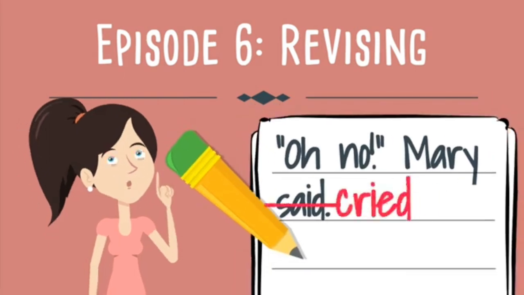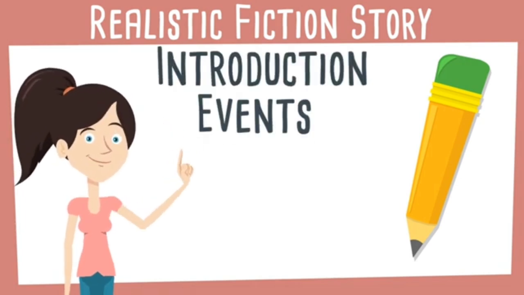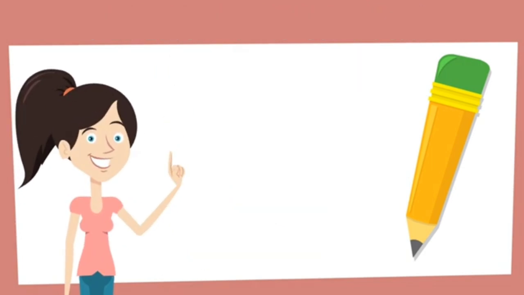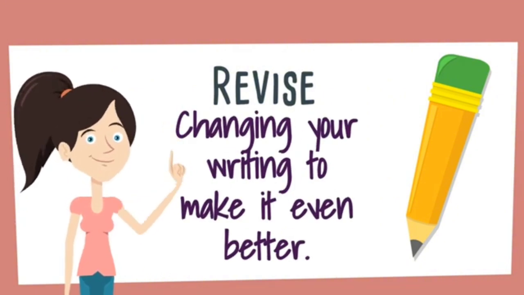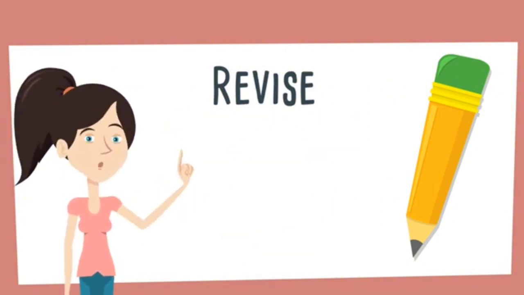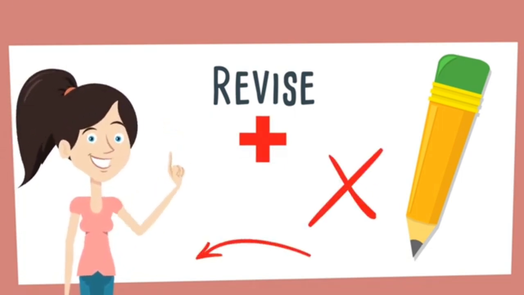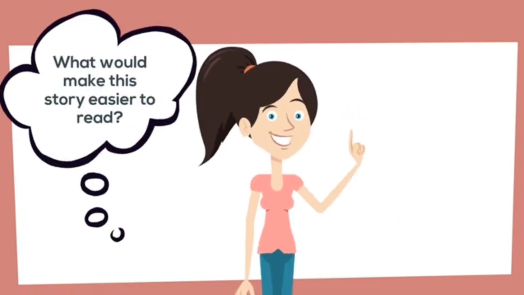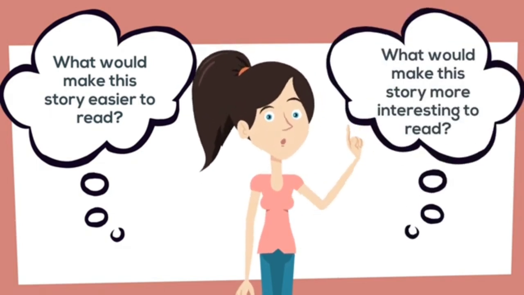Episode 6, Revising. I'm writing a realistic fiction story. I've written an entire draft, including an introduction, events, the problem, solution, and a closing. But I'm not quite finished yet. It's important to revise your writing. Revising means changing your writing to make it even better. You can revise by adding to your story, taking away from your story, or changing parts of your story. But first, you have to reread your writing and think, what would make this story easier to read, and what would make this story more interesting to read?